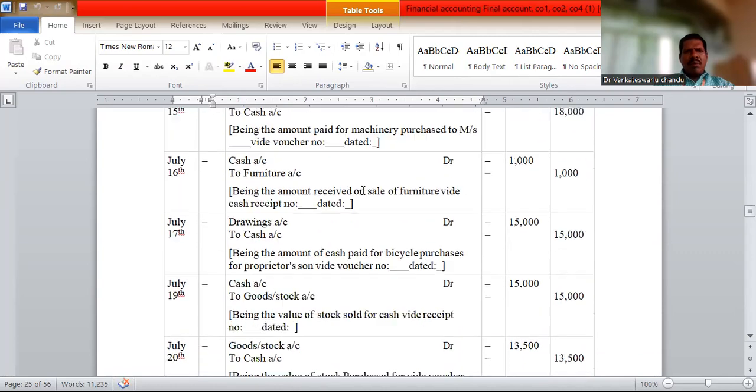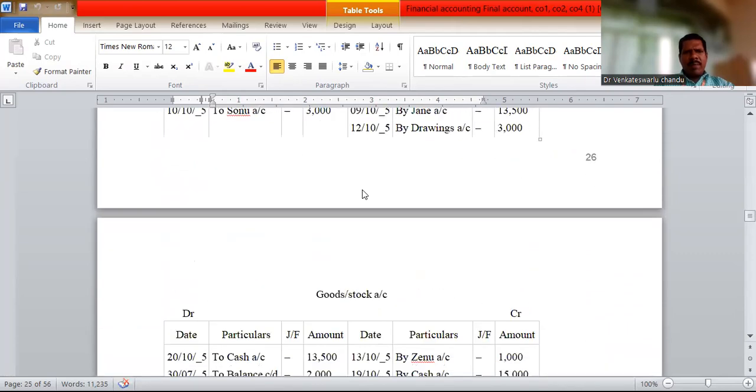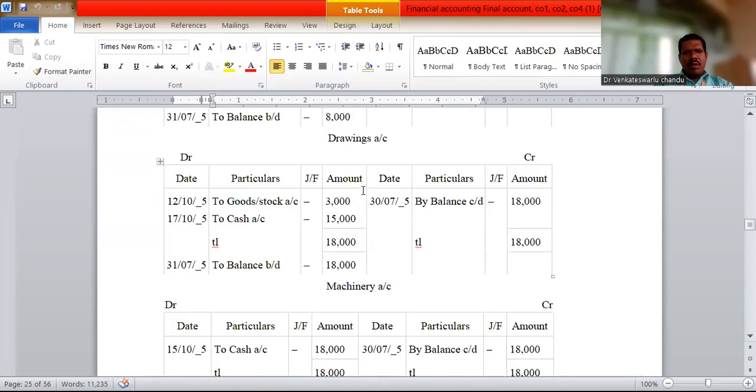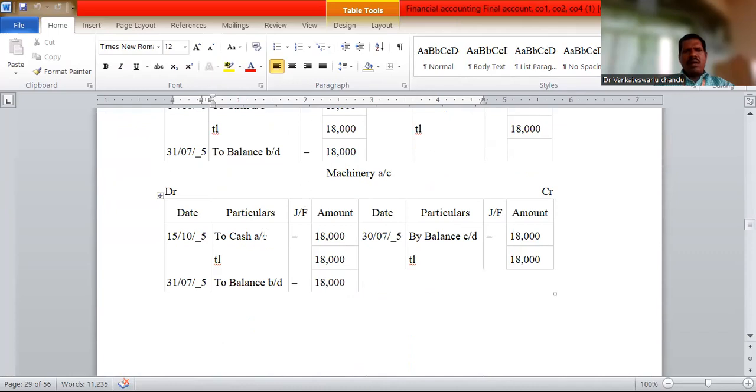Coming to the ledger account, in the machinery account we use the opposite word, to cash, on the debit side, 18,000. This account has no other transaction, so let's close the account. Transfer this 18,000 to the credit side, 18,000, as balance carried down with the ending value.